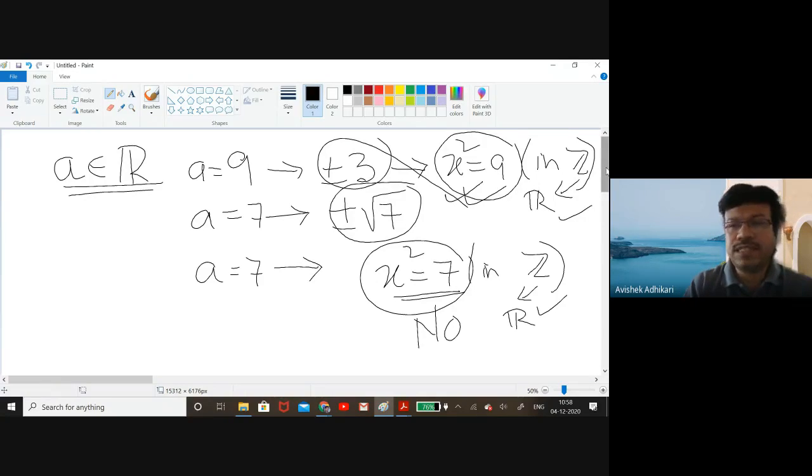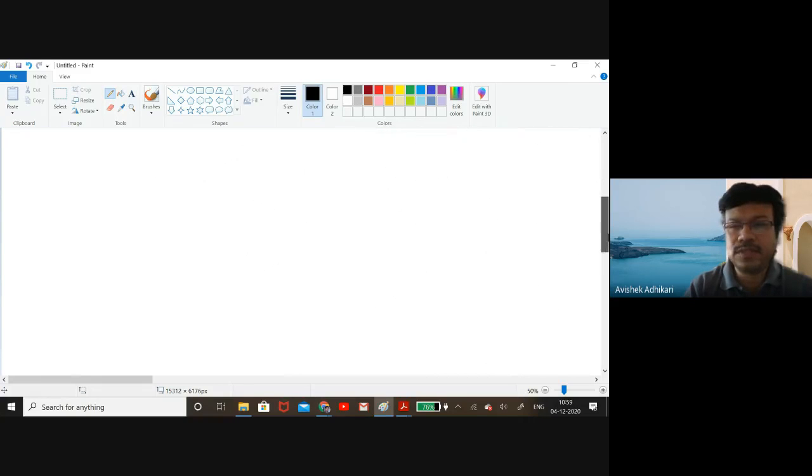Now if I change the same thing from Z or R to Z_p for some prime, for example, suppose I have taken p equal to 11.